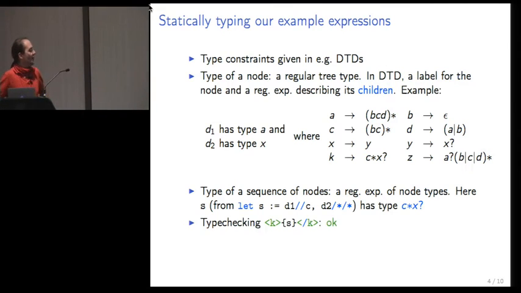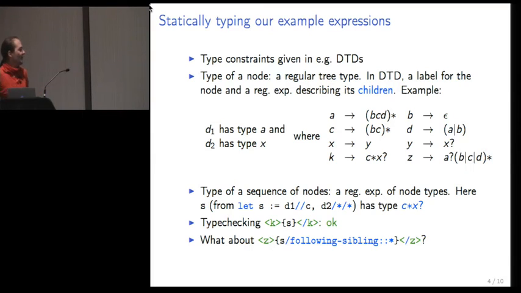If I want to type my first example expression, it's okay. K expects a sequence of children of the form C star X question, and that's what I have, so okay. But if I want to type my second expression, I have a problem, because my type is C star X question, and I want to know if I will obtain A question, B or C or D star by applying following sibling to it. And I can't do that.